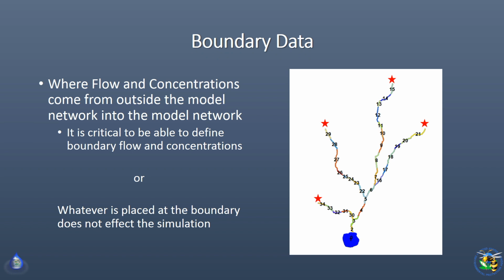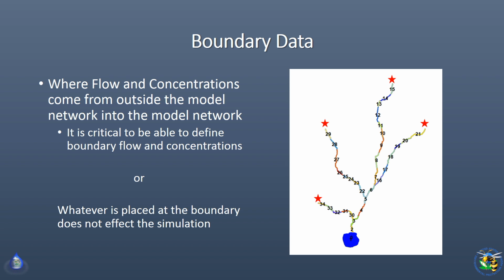Okay, the next set of data that we're going to talk about is boundary data. And boundary data is wherever you have flows coming from outside the model network in. It could be the headwaters of a stream. It could be a wastewater treatment plant. It could be a tributary, or actually, in WASP, boundaries can also be where water is leaving a system, because in the case of a reversing flow, you'd have to put concentrations on it.